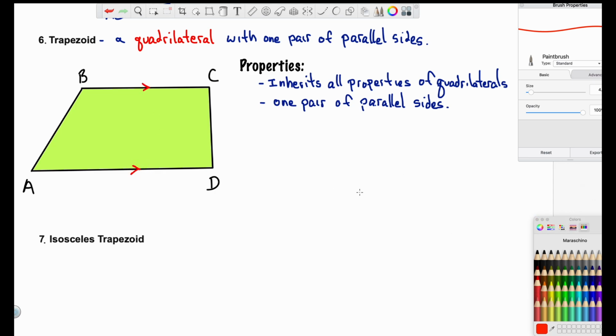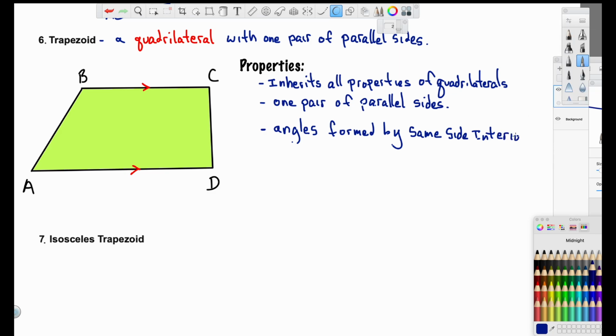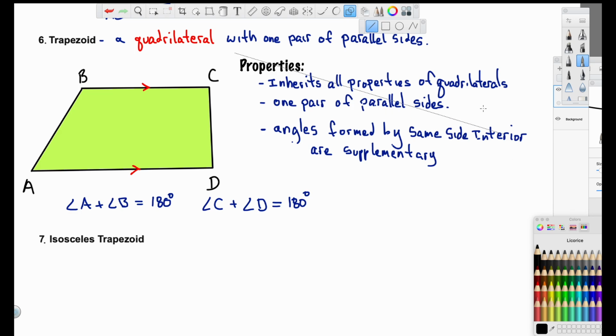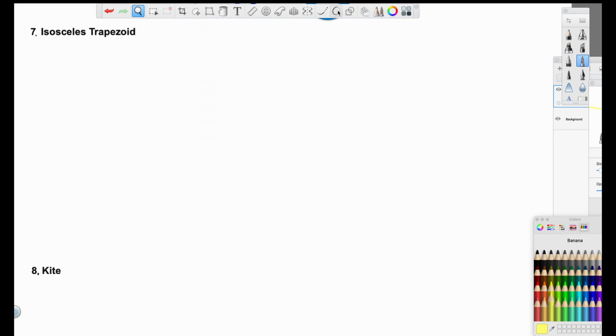We know angles A plus B would be supplementary, and C plus D would be supplementary because of the same side interior angle theorem that we learn with parallel lines and transversals. Okay, I think that's all we got for trapezoid.